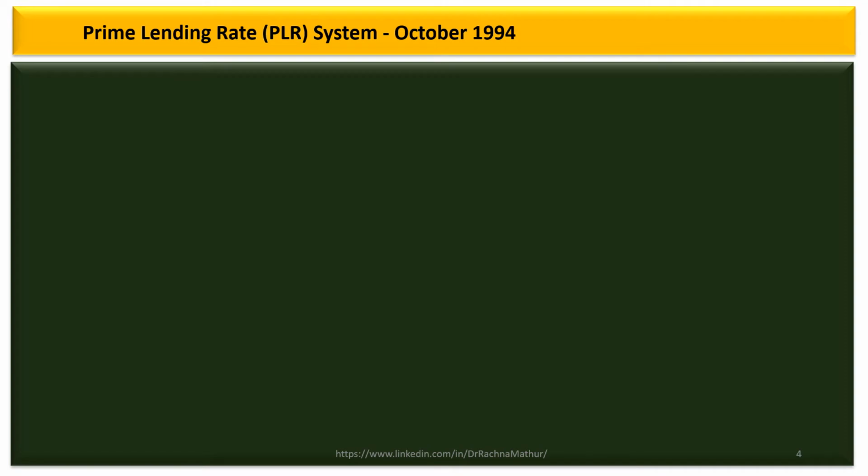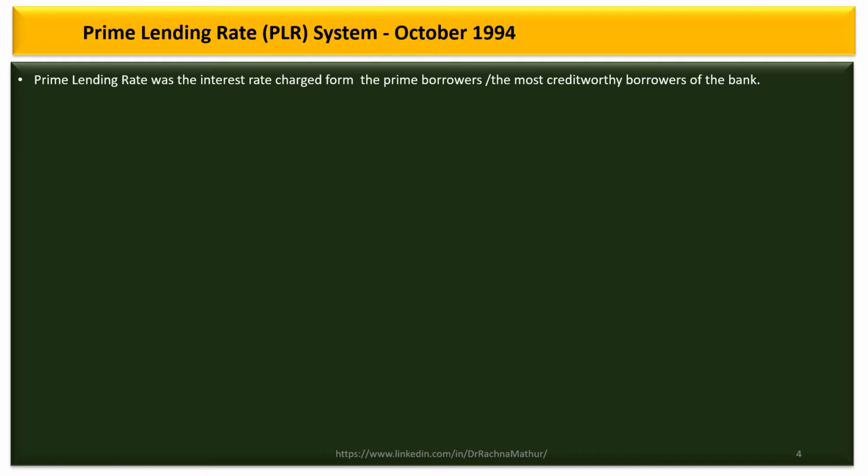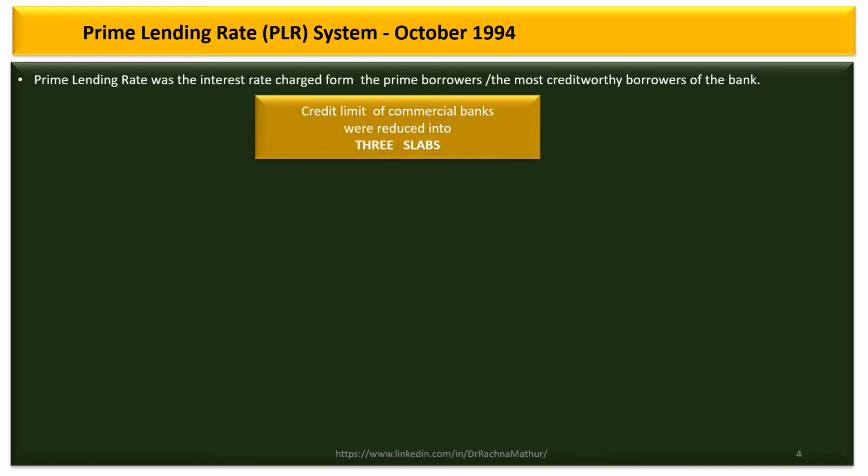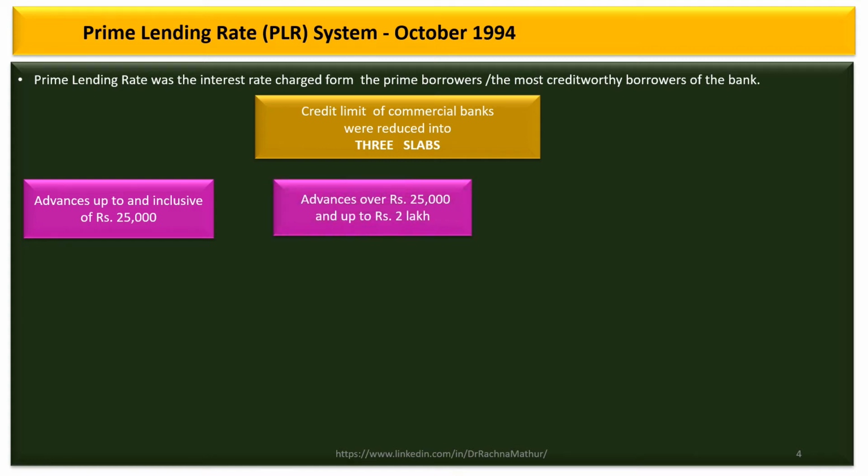Prime lending rate was the first of the reforms in the banks' lending rate system. It was introduced by RBI in 1994. Prime lending rate was the interest rate charged to the prime borrower, or the most creditworthy borrower of the bank. In the system, the credit limit of commercial banks was divided into three slabs. The first slab was advances up to Rs 25,000. The second slab was advances between 25,000 and 2 lakh. And the third slab was advances over 2 lakh.